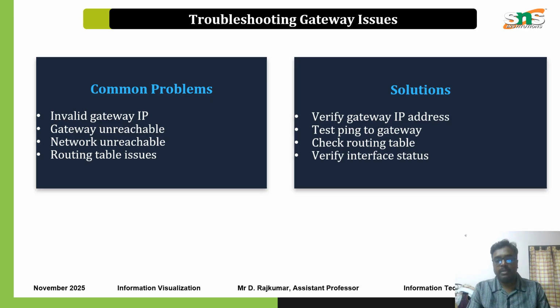Next, if something goes wrong with the gateway, we have to troubleshoot it. For an invalid gateway IP, we verify the gateway IP address. Whenever the gateway is not reachable, we type the ping command to check whether the gateway connection is available. If the network is not available, we look at the routing table and make sure everything is properly listed. For routing table issues, we verify the internet status.